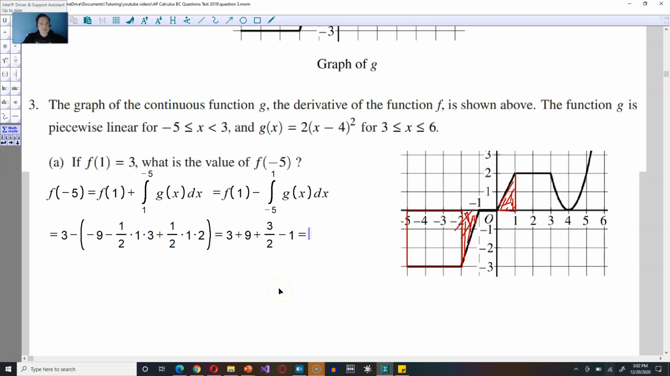When you work all of this out, it's going to give you 11 plus 3 over 2. And then 2 times 11 plus 3 is 25 over 2. And that's the answer to this first part.